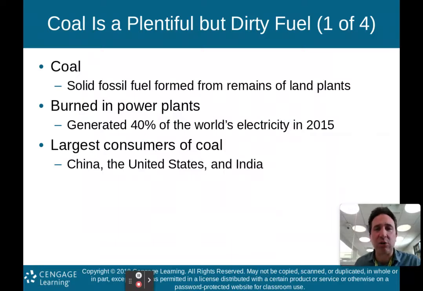Coal is a solid fossil fuel formed from the remains of land plants. All right, so that's where coal comes from. And again, it is non-renewable because it takes millions of years to form. It is burned in power plants. In 2015, coal generated 40% of the world's electricity. Again, not so much here in the U.S. these days, even though we still have some coal-fired plants. In other countries, especially underdeveloped countries, this is where they're getting their electricity from. The largest consumers of coal are China, the United States, and India.